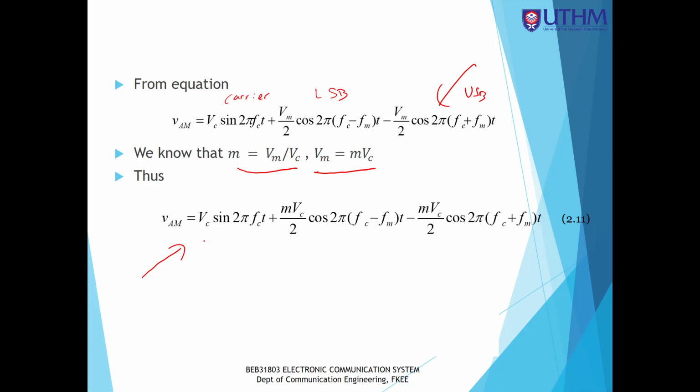So again we rewrite the equation to become Vc sine 2 pi fct plus MVc over 2 lower sideband, and also MVc over 2 upper sideband, because Vm is equal to MVc. You can either write these AM equations or this one, no problem.